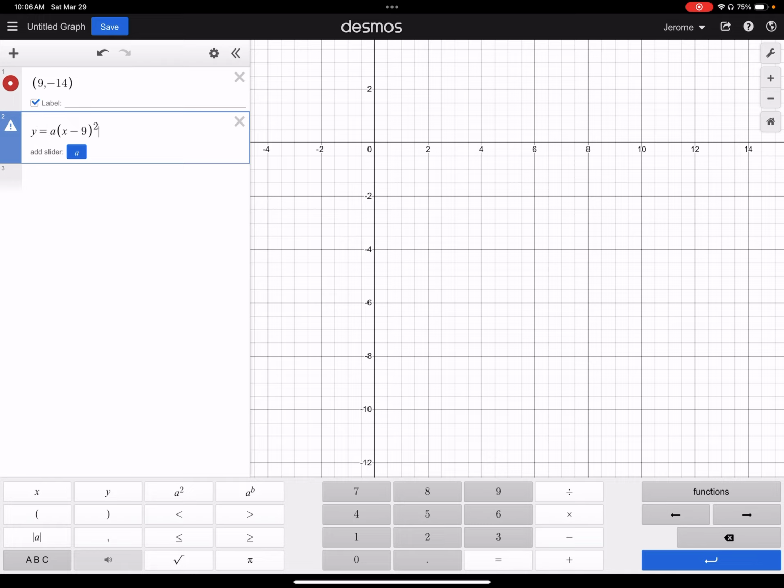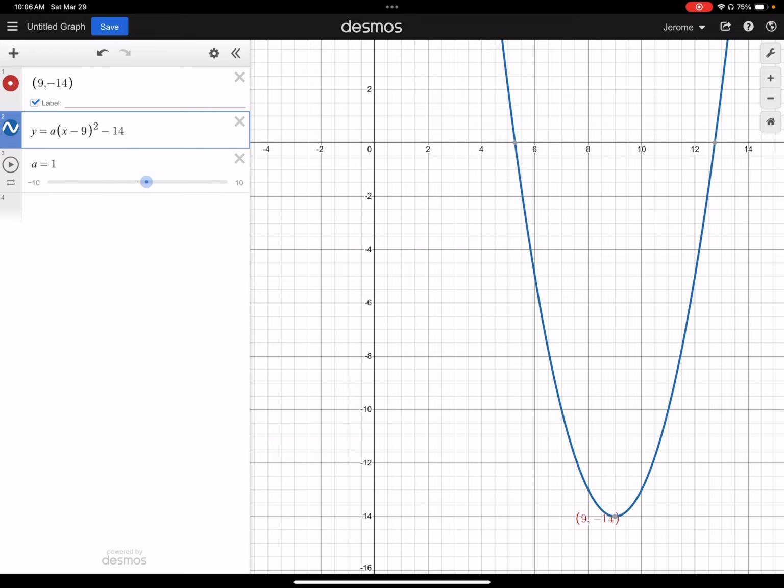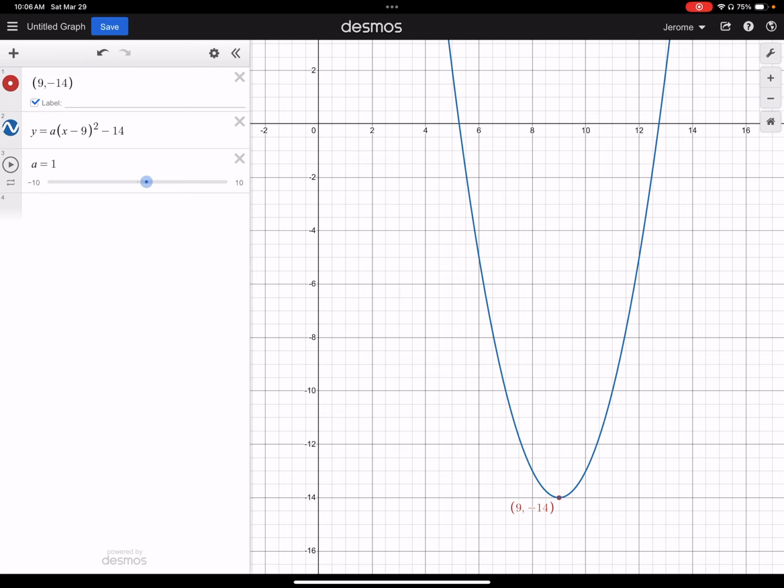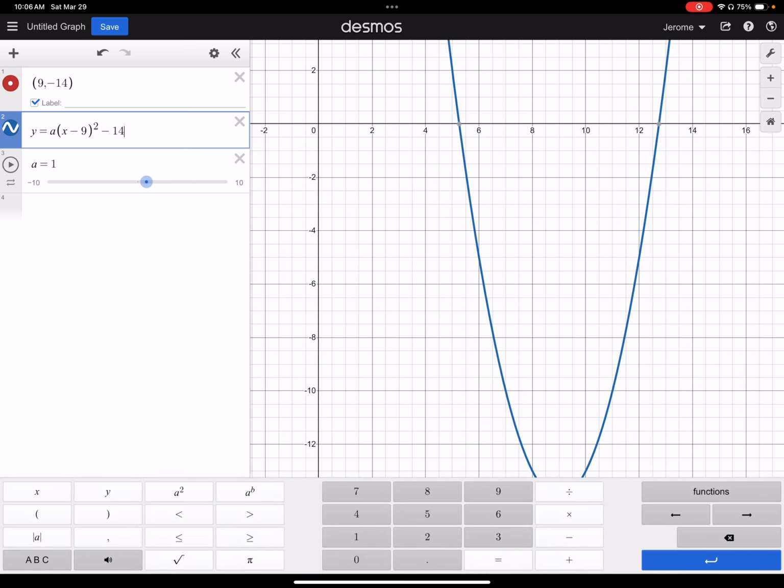Okay, and then minus 14 here at the end of this thing, and add the slider. And it does, in fact, go through that vertex as we anticipated. Now, here's, I think, where Desmos can kind of come in handy. As I said, if you didn't know what the vertex form was, maybe you can do a little investigation and shift this thing around, guess and check to see what that equation could possibly look like.